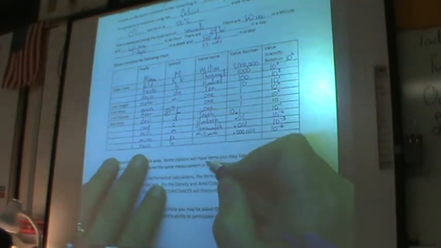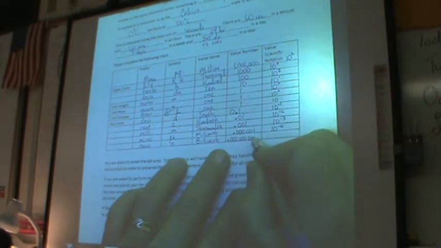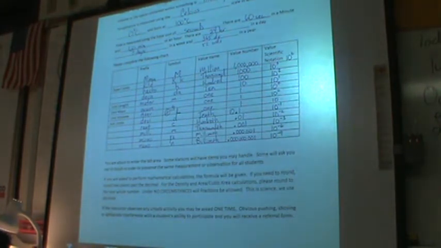And then finally, we're going to have nano. Nano is a little n. Do not confuse nano with nana. Okay, nana is a whole other thing. Nano is a billionth. And nano is 1, 2, 3, 4, 5, 6, 7, 8, 9, or 10 to the minus 9.